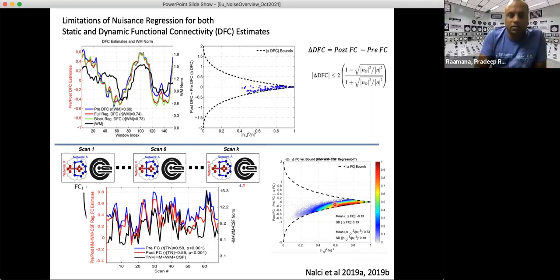Can I quickly interrupt? Yeah, please do. Sorry, can you delve into that equation on the top right here? What's N0 on the N and?